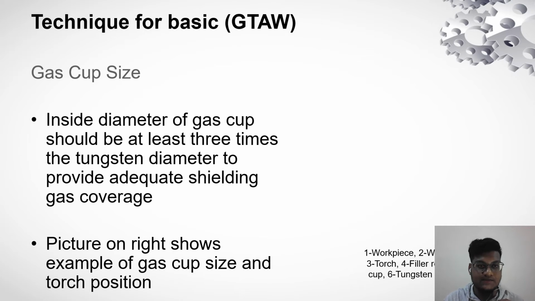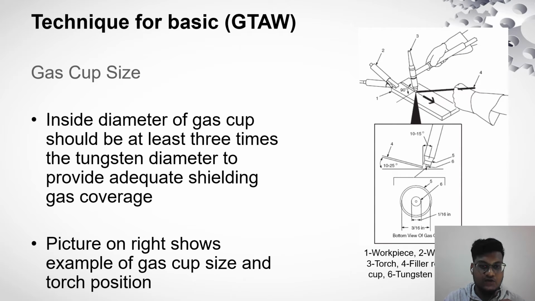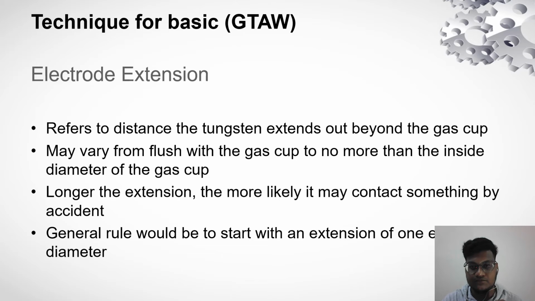Gas cup size. Inside diameter of gas cup should be at least 3 times the tungsten diameter to provide adequate shielding gas coverage. Picture on right shows example of gas cup size and torch position. Electrode extension refers to the distance the tungsten extends beyond the gas cup. May vary from flush with the gas cup to no more than the inside diameter of the gas cup.